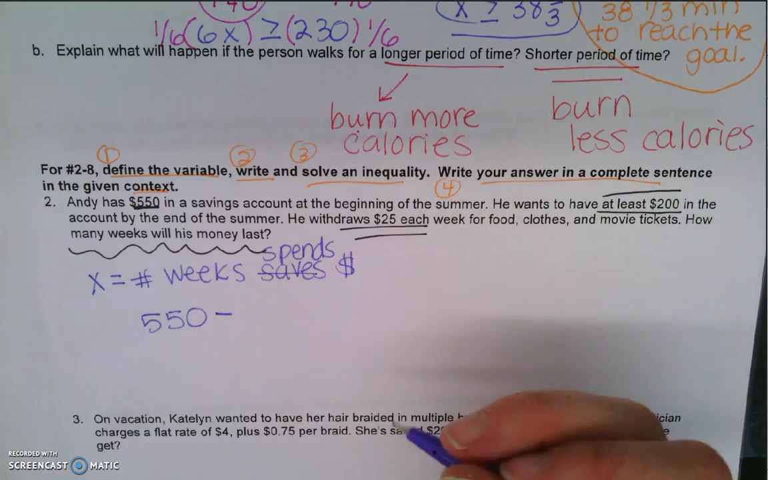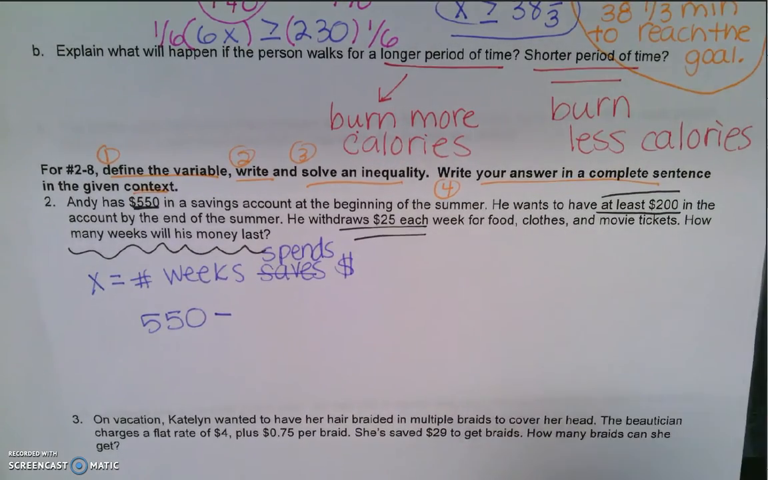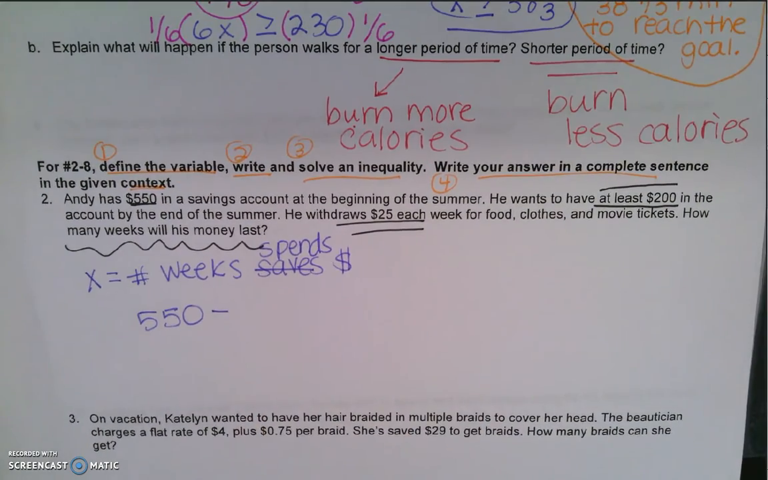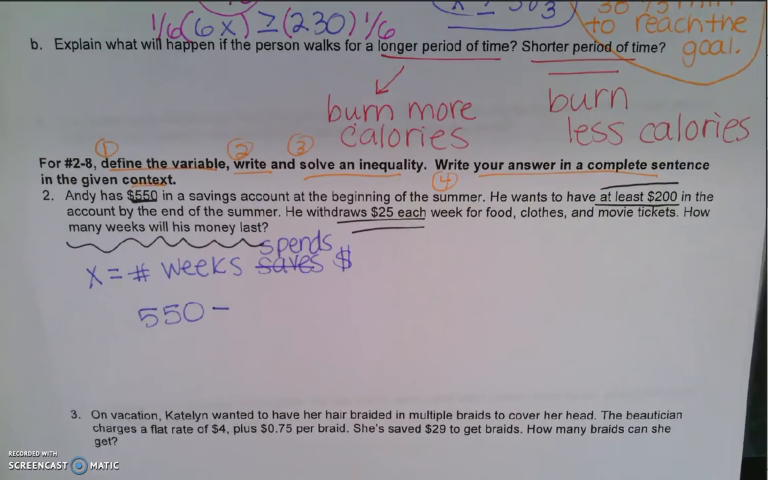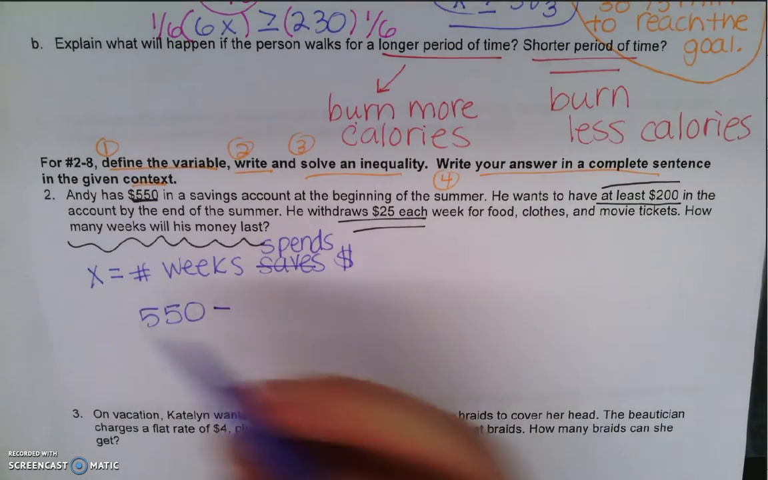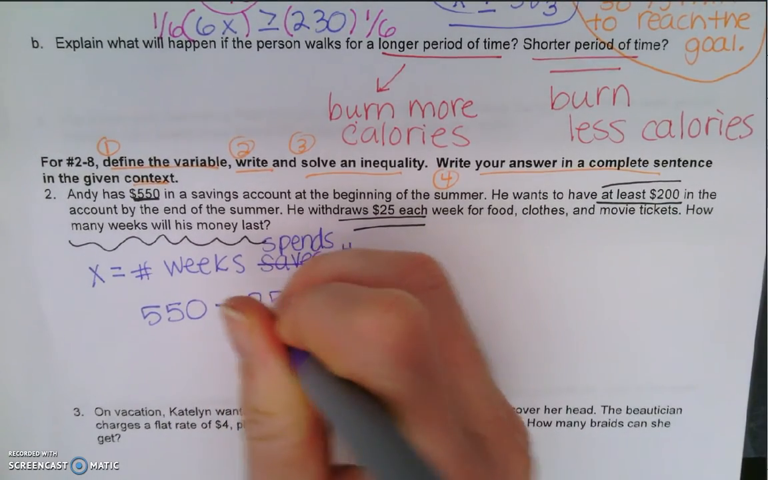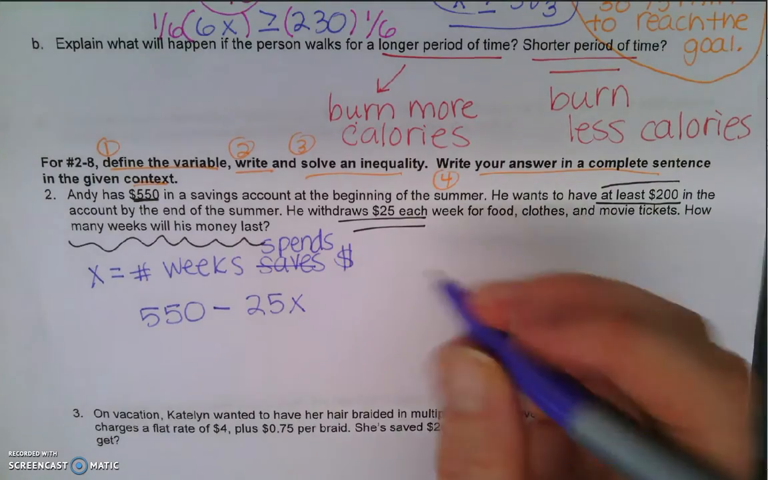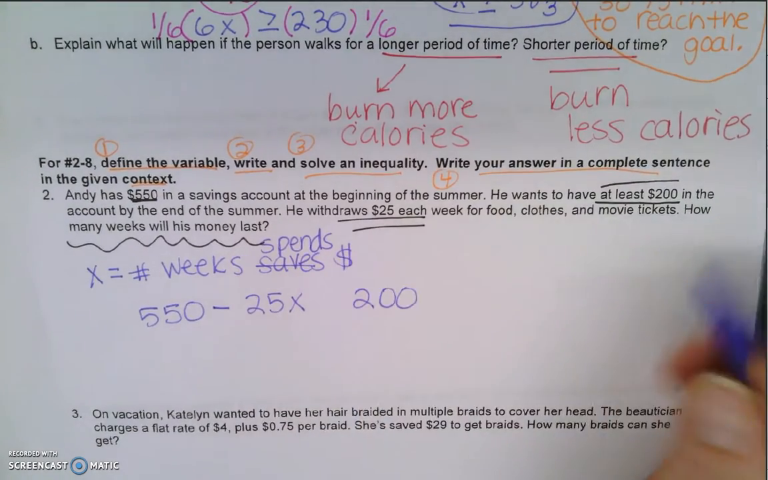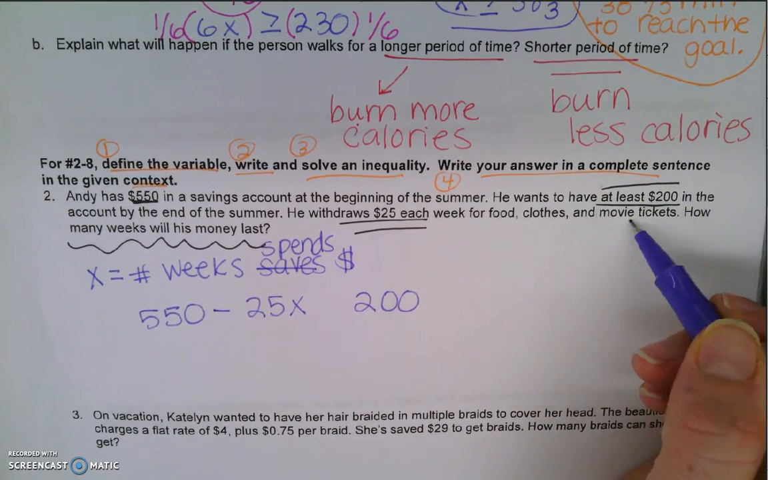How much should we subtract? Well, if it was 1 week, it'd be $25. If it was 2 weeks, it'd be $50. If it was 3 weeks, it'd be $75. But this is x weeks, so it's 25 times x. And we're comparing that to $200. We want to have at least $200.